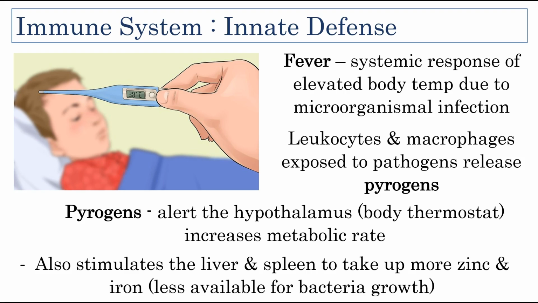The hypothalamus is the body's thermostat. It's going to increase metabolic rates so that the body will warm up, ideally to kill off bacteria. Pyrogens themselves also stimulate the liver and spleen to take up more zinc and iron. This is a guess by scientists, but it's assumed that they take up more zinc and iron to reduce bacterial growth. The interesting thing about fevers overall, they can do quite a lot of damage.